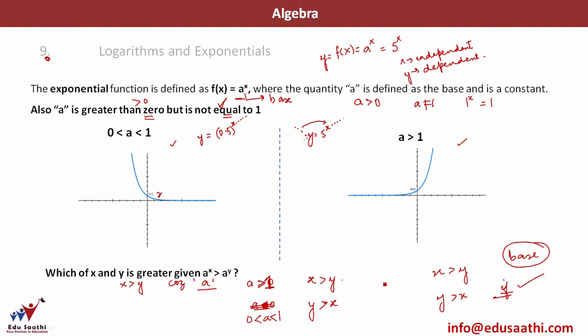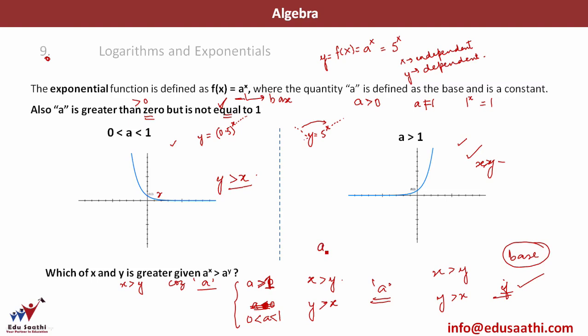In this question, a is not known to me, so I will make two separate cases. When a is greater than 1, then x would be greater than y, and when a is between 0 and 1, my other value, which is y, will be greater than x.